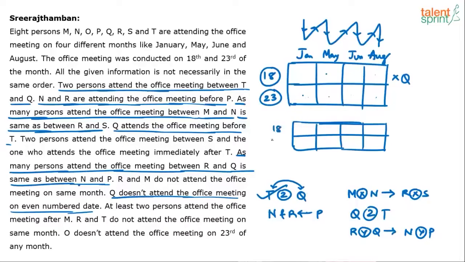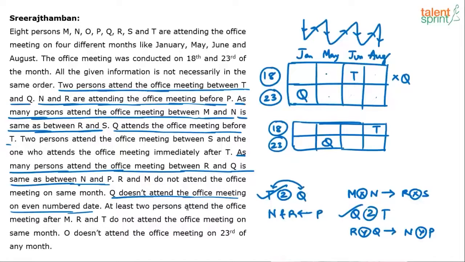Right? Same 18, 23, and these are the months. The point is if Q comes here, dash dash T would come here with regards to this one, right? Q, next slot 18th May, 23rd May, and then 18th June. Or if Q comes here, then 18th June, 23rd June, and 18th August. So Q dash dash T or Q dash dash T. So Q and T are fixed. This point is done. All right. These are the dates.